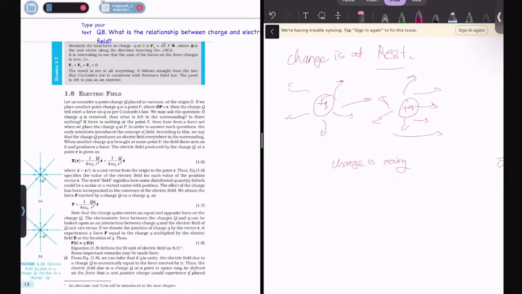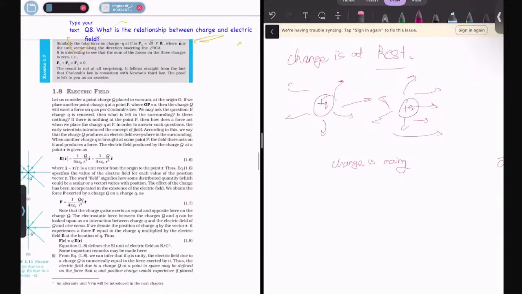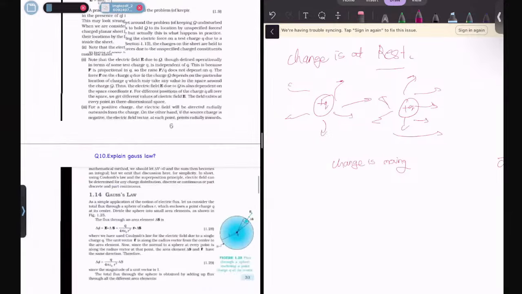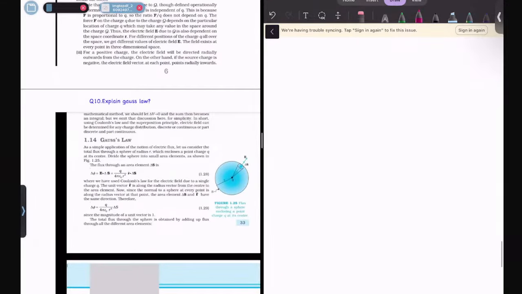Okay, guys. Charge is at rest, charge is moving, and when the charge is in acceleration. So we discussed question number 8, the relationship between charge and electric field, how the electric field differs for a positive and a negative charge, and what happens when the charge is at rest. Okay. Then we will come to what is Gauss law.